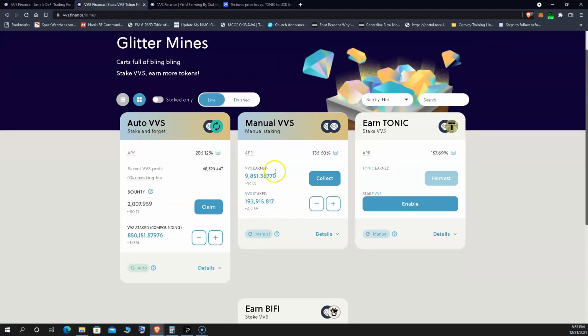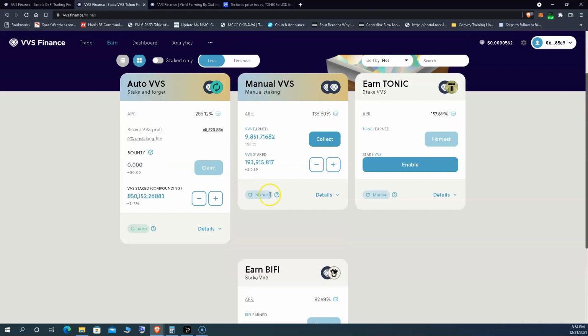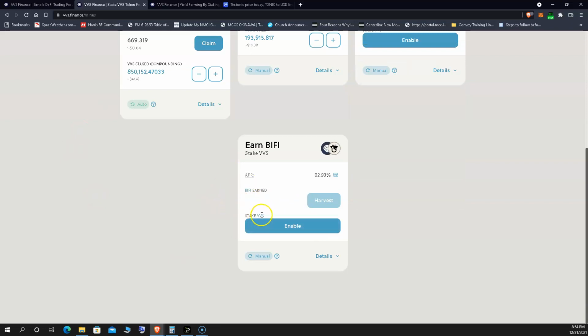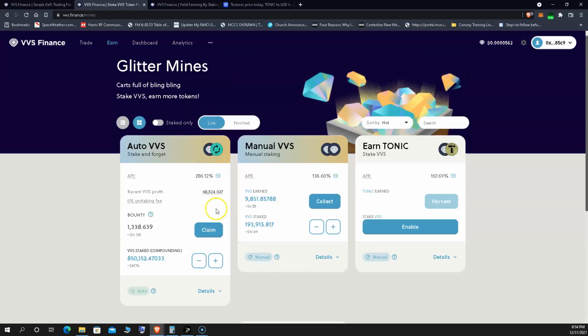I'm going to get out of this manual VVS form. You can also earn BIFI token, and if you remember my BIFI video I did a while back, I talked about BIFI finance. Well, now you can earn BIFI by staking VVS. So VVS looks like it's here to stay, and by them pulling all these other tokens and sites into their platform, to me it's going to increase the overall value of VVS, and you can earn BIFI now, and you can earn Tonic now through their website.